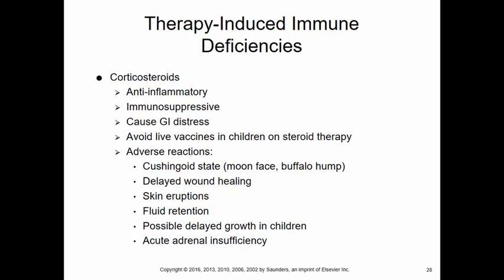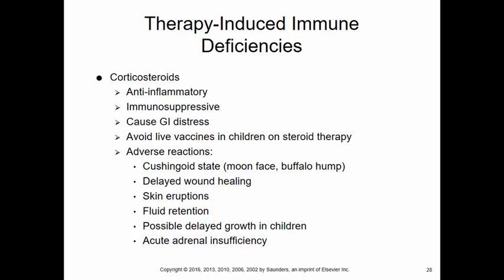I have listed on here some of the adverse reactions that people might see. So we're going to see potential Cushingoid state, so that moon face or the buffalo hump, delayed wound healing, skin eruptions, fluid retention, potential for delayed growth in children, and the potential for acute renal insufficiency. Usually when we see adrenal insufficiency, it's going to occur if a patient has been on long-term steroids and is abruptly taken off of them, or if someone is under significant stress.